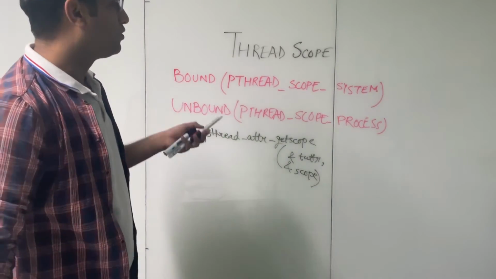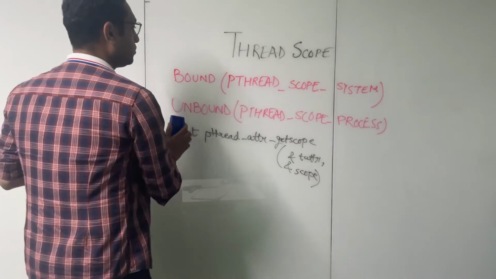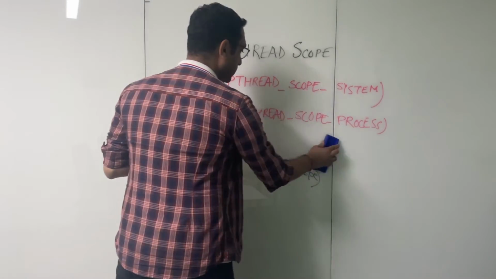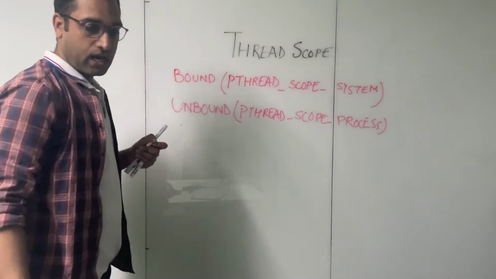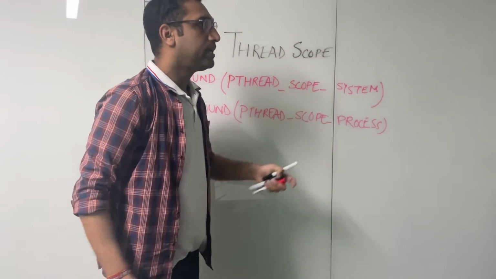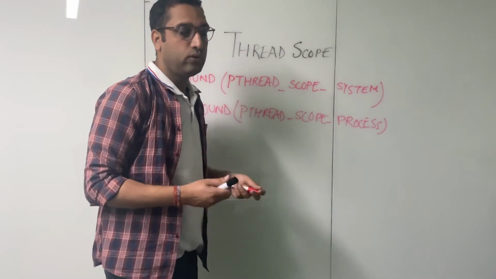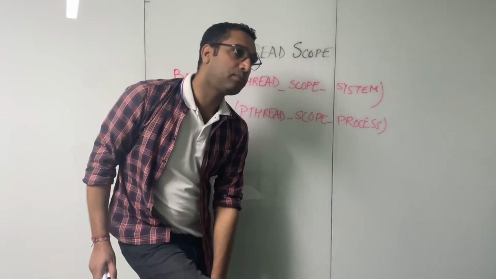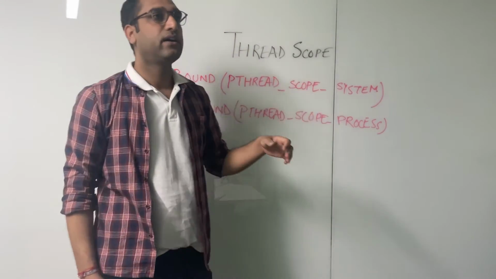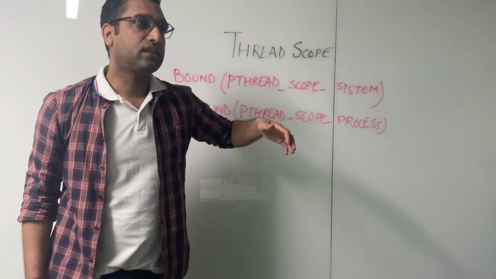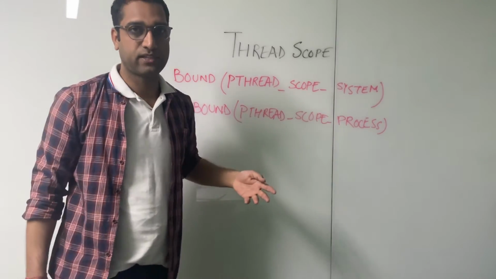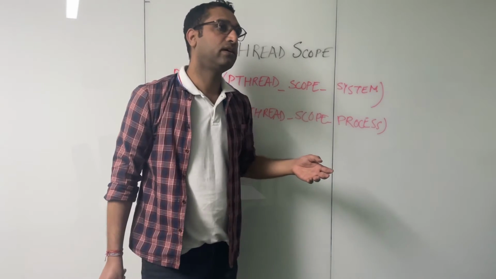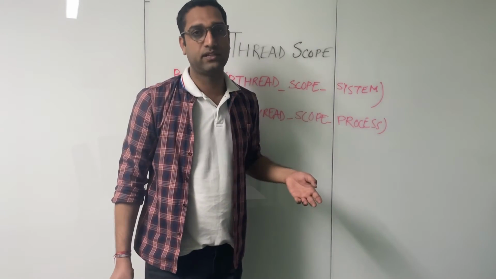Now the big question, what do these two values mean? So in case the thread is, let's say, unbounded, then the scheduler would choose the parent process for scheduling, and once that is done, then the threads will compete within themselves to be scheduled basically.